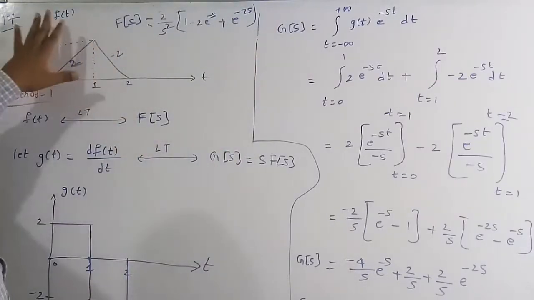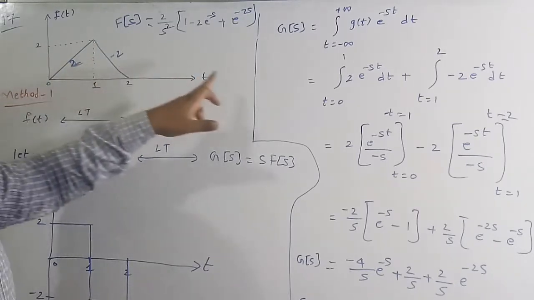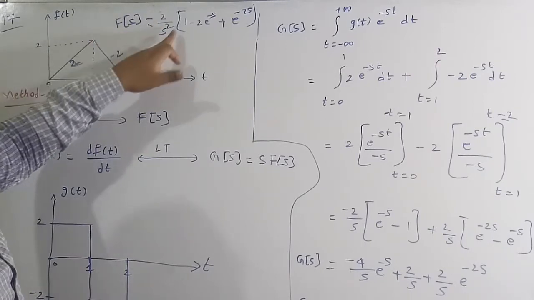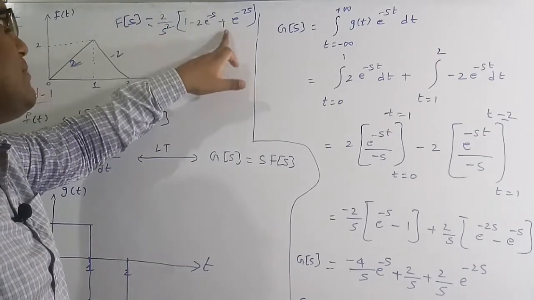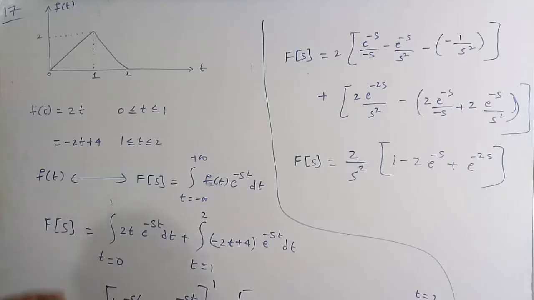So therefore for this graph with a slope of plus 2 and minus 2 and remaining all other 0, the function f of s, the Laplace transform, is equal to 2 by s square into 1 minus 2 into e to the power of minus s plus e to the power of minus 2s. So now we will solve in another method. So this is method 2.